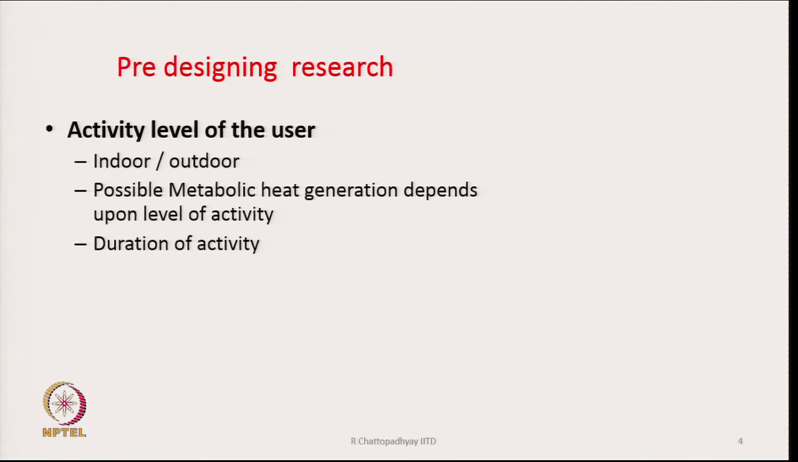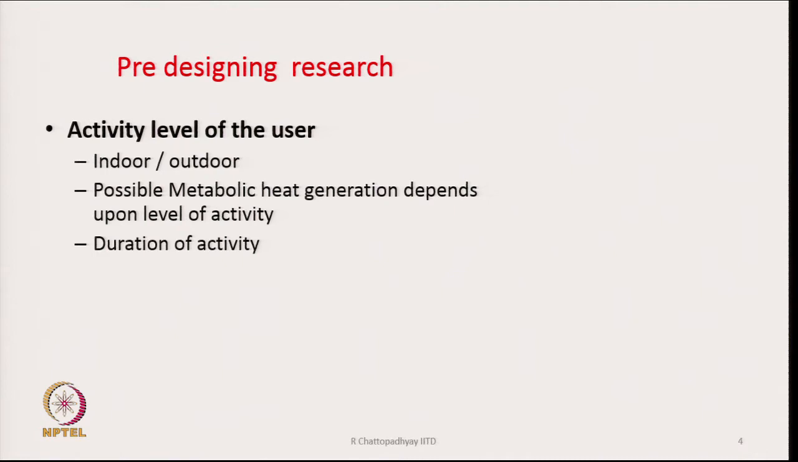And what is this pre-designing research? That is, the activity level of the users that we need to know, indoor or outdoor, whether he is going to use it in indoor situations or outdoors. Indoor and outdoor will obviously need different types of design. In the indoor, you cannot expect too much wind blowing over you, or snow or raindrops falling on you. So, things are different there, whereas outdoors you have to consider these aspects also.